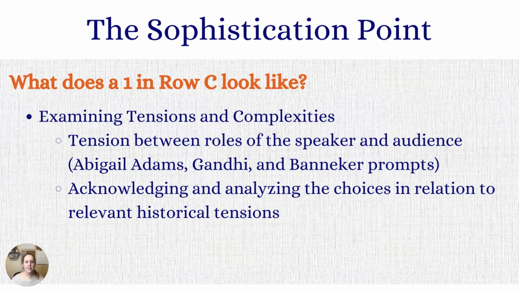Another way to examine the tensions and complexities is by acknowledging and analyzing the choices that the writer makes in relation to relevant historical tensions. So that's kind of what I meant before when I was talking about the word choice. Perhaps the person is having to write in a very formal way so as not to totally insult the person that they're writing to, but at the same time, they're having to develop their argument and hold their ground, things like that. So we want to perhaps look at the role of the speaker and the audience, and then also the word choice and the choices that they're making to examine that complexity.